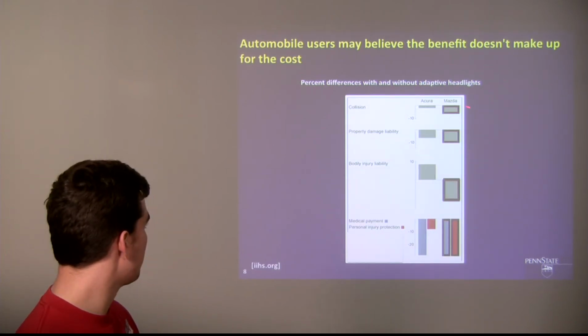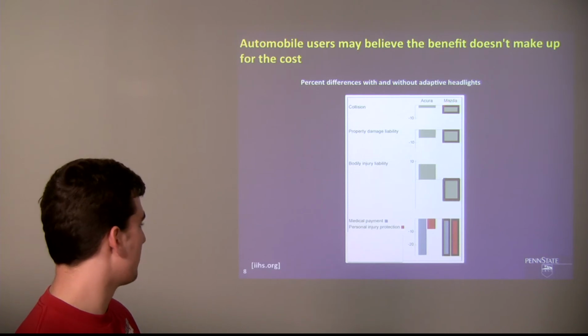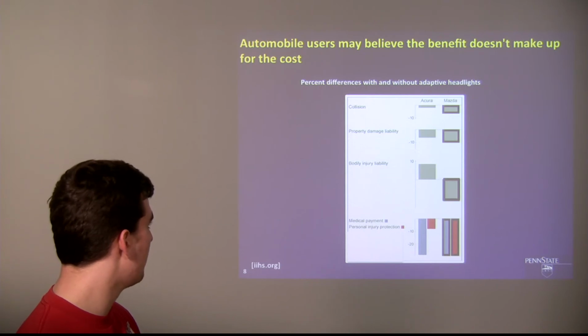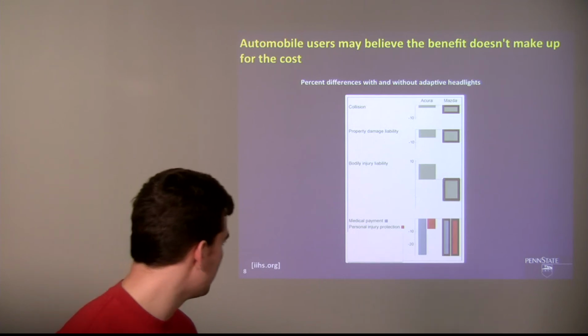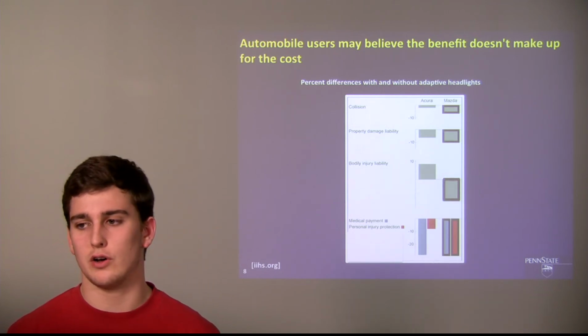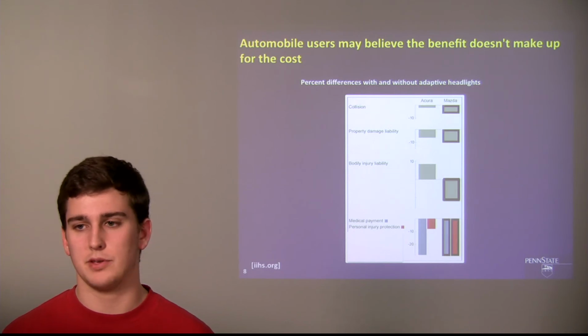As you can see right here, these highlighted boxes are the adaptive headlights, and each single one has a greater percentage less of collision or property damage liability and bodily injury liability. The only thing that's the same is the personal injury one. So overall, across the board, adaptive headlights make you more safe.